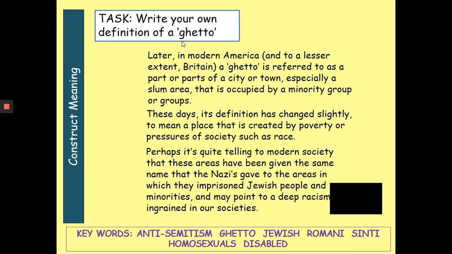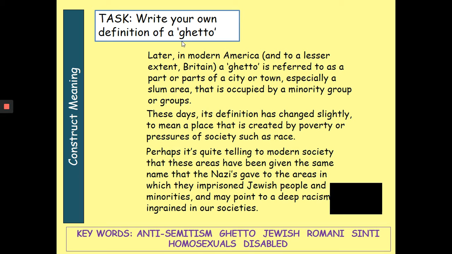referred to as part or parts of a city or town, especially a slum area that is occupied by a minority group. These days, its definition has changed slightly to mean a place that is created by poverty or pressures of society, such as race. So when people refer to a ghetto now, they're often referring to quite a poor area in a city, and that area is usually populated with different minorities.